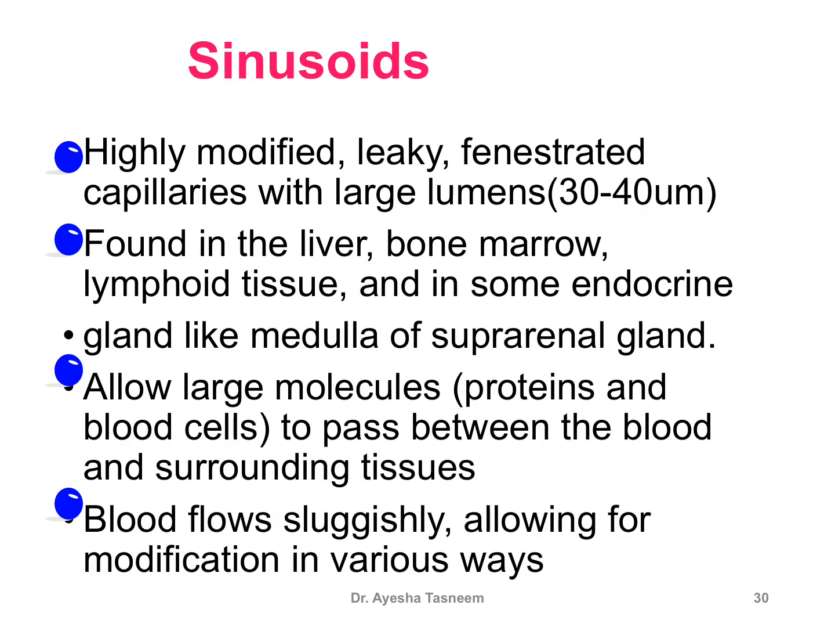Then we have the sinusoids. Sinusoids are highly modified, leaky, fenestrated capillaries and have larger lumens, 30 to 40 micrometers, and they are mostly found in the liver, bone marrow, lymphoid tissues, and some endocrine glands. They allow large molecules to pass between the blood and the surrounding tissues.